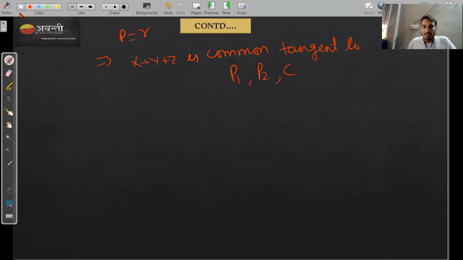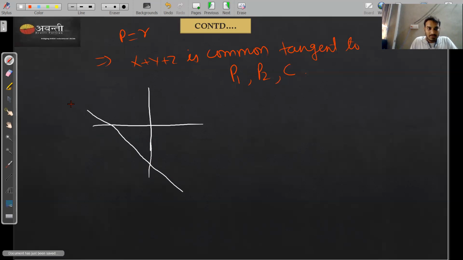Now you have the equation of line. Now it's easy to find the area, right? So line is x plus y plus 2 equal to 0, right? So it should be like this, right? X plus y plus 2 equal to 0. What is this coordinate? Minus 2, 0. What is this coordinate? 0, minus 2, right?